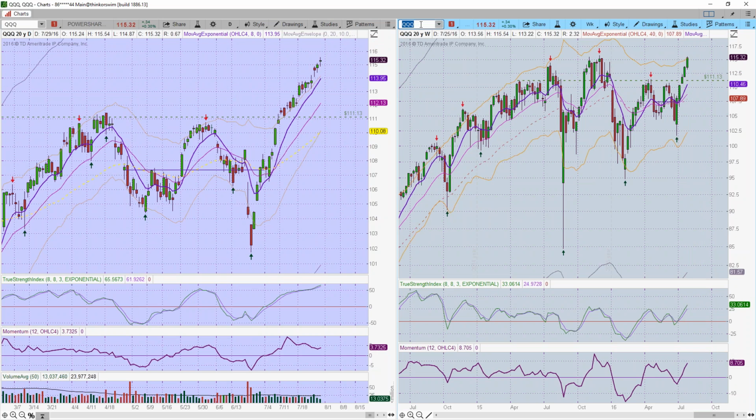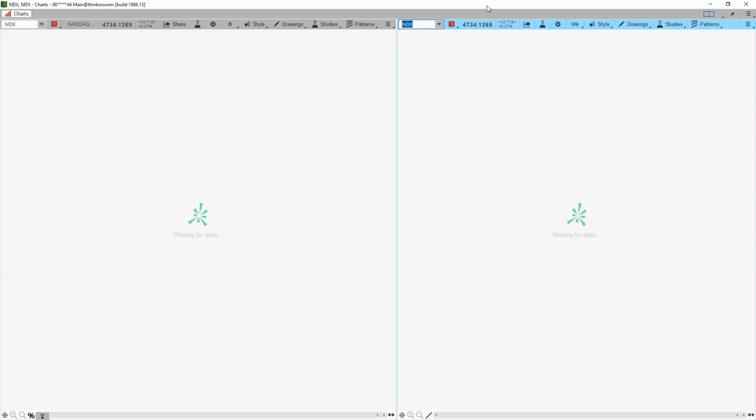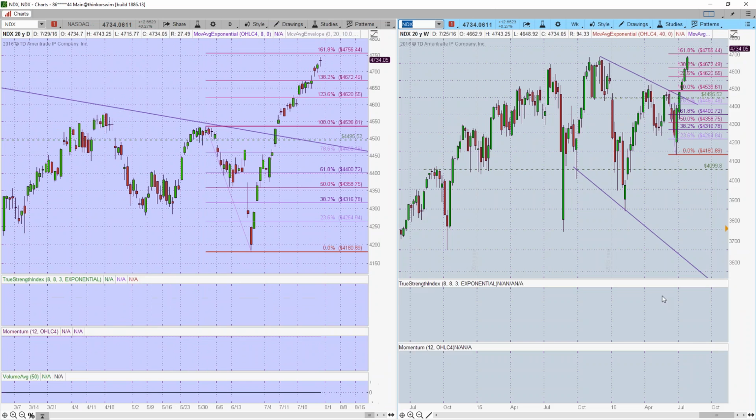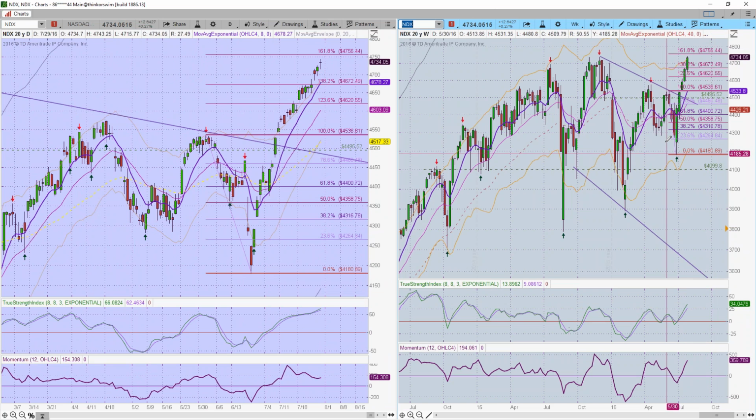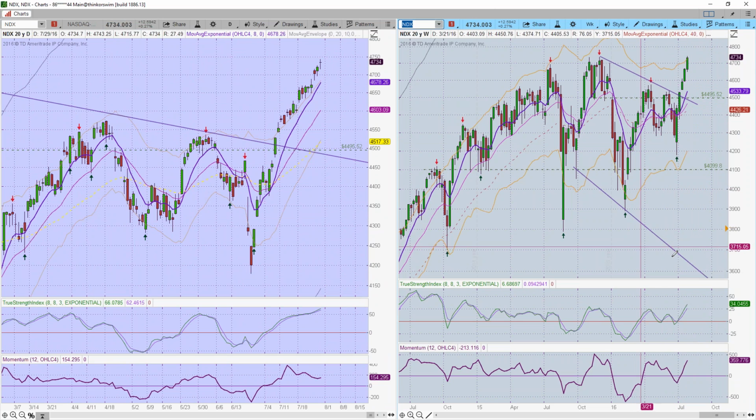And let's go back to the NDX. And so as you can see over here, very, very similar. There we go. Very similar action with the NASDAQ and the Qs as far as their indicators go.